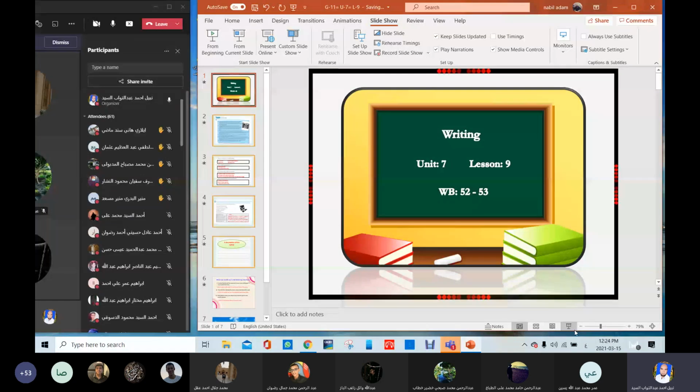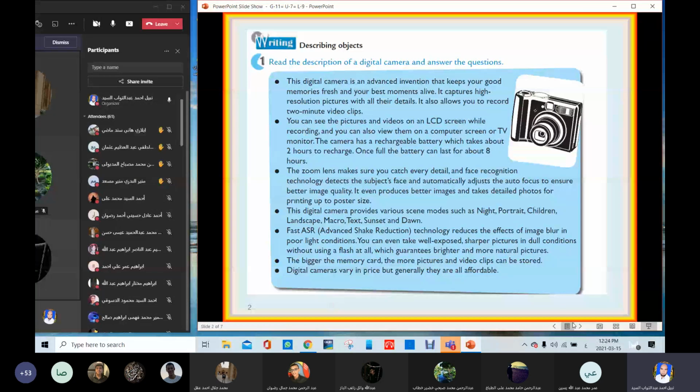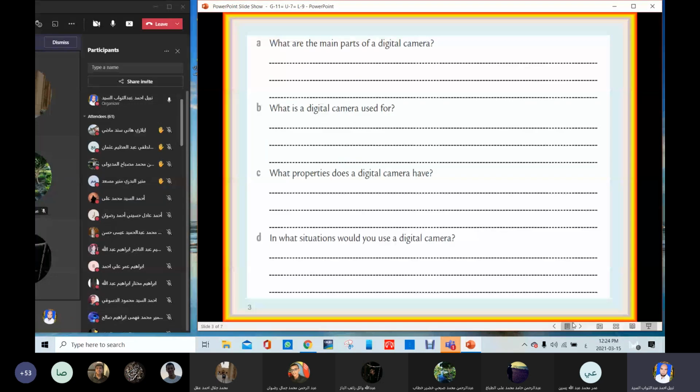Here you can see this is an article describing a digital camera. Please read the description of the digital camera and answer the questions. Let's have a look at the questions first. What are the main parts of a digital camera? What is a digital camera used for? And what properties does a digital camera have? In what situations would you use a digital camera? So you've got 5 questions to answer after reading the article.